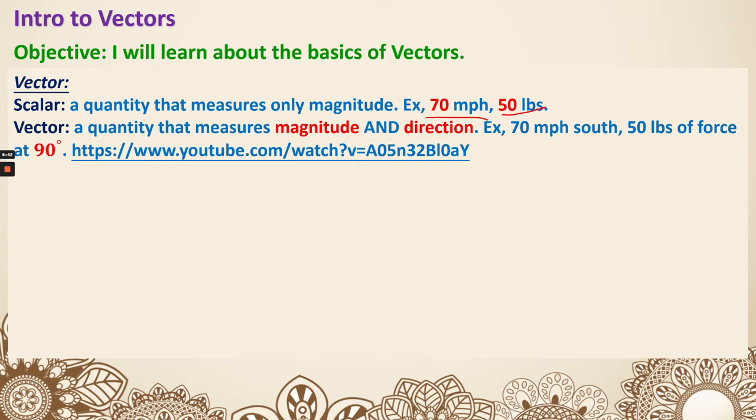As for vector, well, this is actually the link to the YouTube clip of the movie Despicable Me. It's exactly how the character Vector in there defined himself. It's a quantity that measures not just magnitude, it measures magnitude and direction. So for example, we're not just looking for how fast, we're also wanting to know where something is going. So 70 miles per hour south, or 50 pounds of force at 90 degrees. That's what we need for a vector, a direction and magnitude.